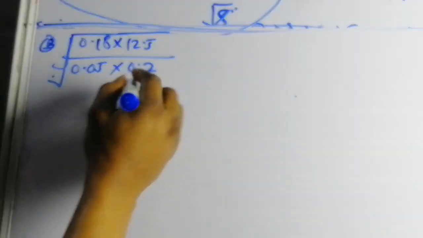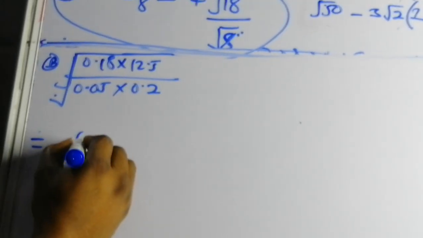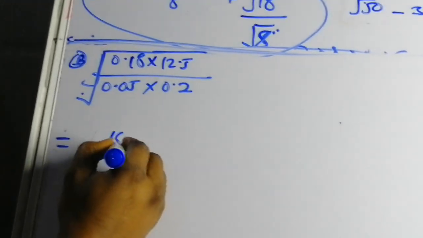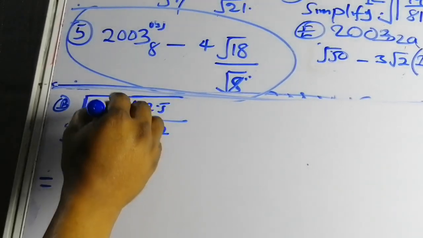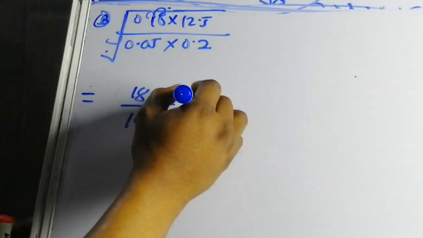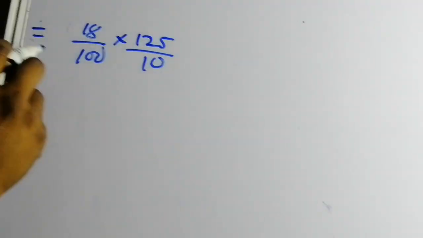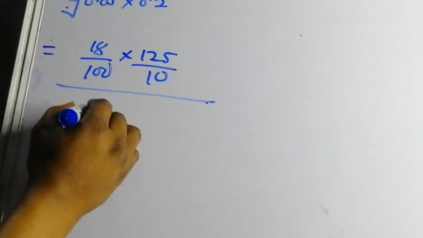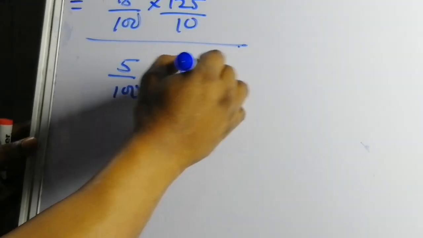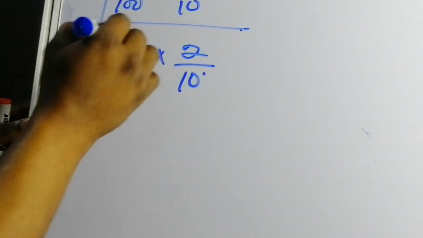Okay, which is equal to, like I said, I moved the point two times. It's the same thing as 18 over 100, because I moved the point two times. This one I'm moving one time, which is 125 over 10. If you use your calculator, you will still arrive at the same answer. All over, that's 5 over 100. I don't want to waste much time because I've explained that in the last lesson. So 2 over 10. Then we have the square root.